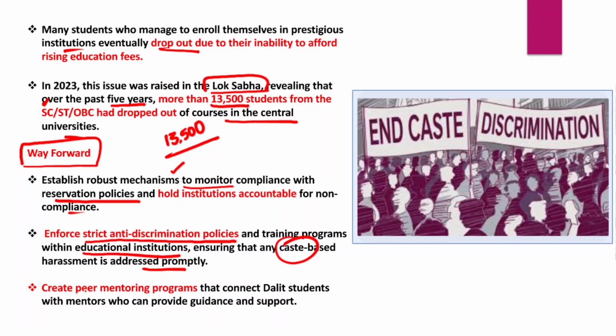And apart from that, there is also a need to create peer mentoring programs that connect Dalit students with mentors who can provide guidance and support. So these measures have to be undertaken. And apart from that, the financial condition of Dalits who are enrolling in higher educational institutions like IITs and IIMs should also be taken into consideration, and financial problems should not be a hurdle for their academic excellence, so the government needs to consider that.